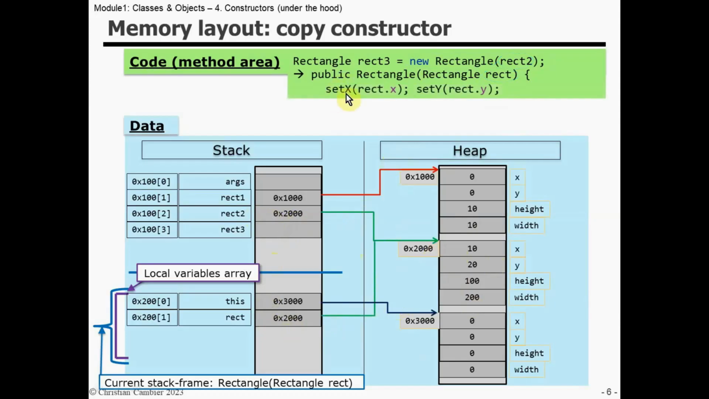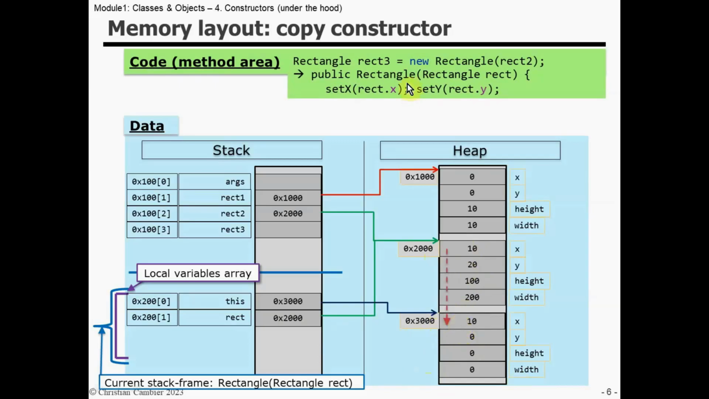So set x is now going to use as argument rect.x. So rect address 2000, we follow the arrow, so to speak. What field do we need? The x field 10, and this value of 10 will now be passed to the setter of x and will be applied to the current object that is being constructed, namely the third object. So 10 will be passed to the setter to initialize the x property.